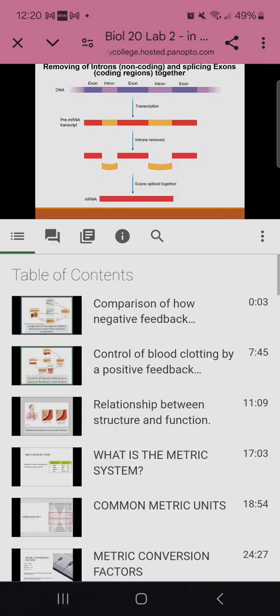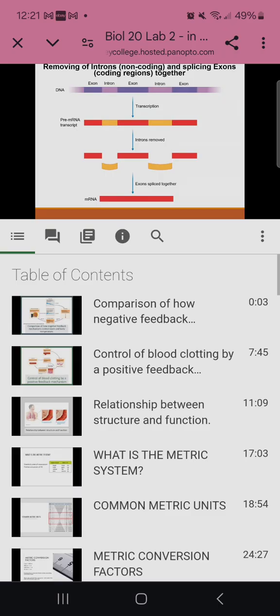So those non-coding regions, the pink ones, are called introns. And then the coding sequences are called exons. Exons are coding sequences, introns are non-coding sequences. During transcription, the cell needs to get rid of the non-coding sequences, right? What do we need? We just need letters for our messenger RNA so that we can do translation.